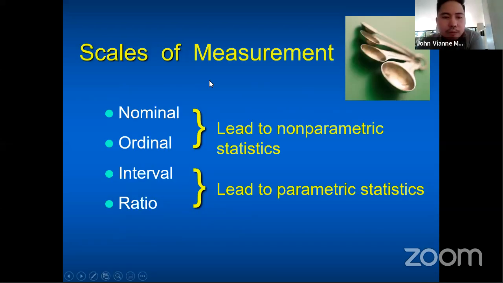Okay. Now, here's the thing. If you're dealing with nominal variables and ordinal variables, or nominal data and ordinal data, you're actually using non-parametric statistics. And for interval and ratio, you're going to use parametric statistics. Okay, so we can have some examples of non-parametric statistics later, as well as parametric statistics.